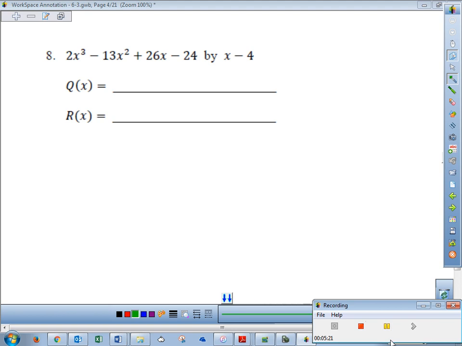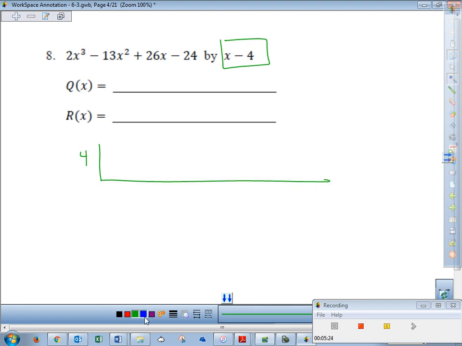Number 8, on the next page. What should we synthetically divide by if that says x minus 4? Whatever makes it 0, which would be a positive 4. This is a third degree polynomial, meaning I better have 4 coefficients in here. Watch your signs also. That's the negative versions of them as well.